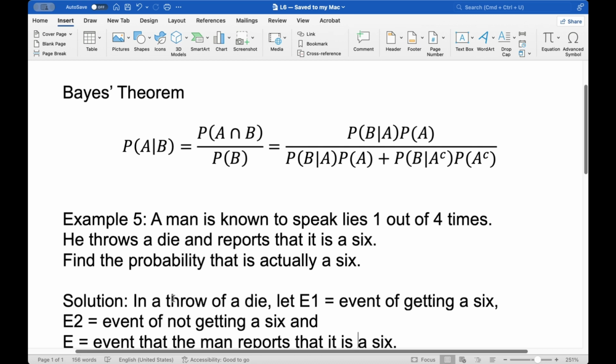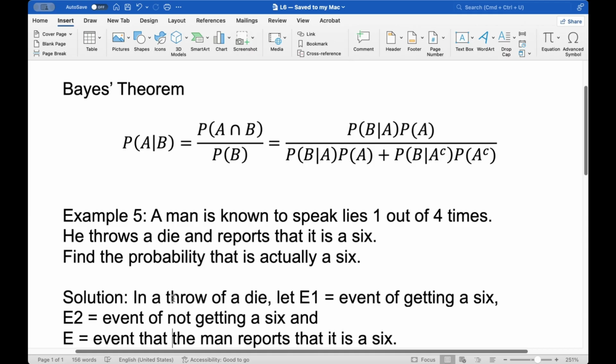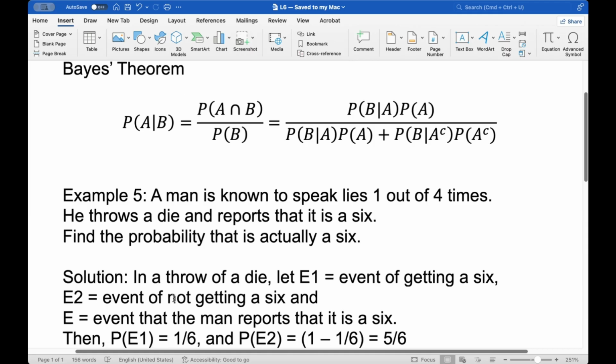So we're going to let E1 indicate getting the 6. E2 is the complement, not getting a 6. And we're going to say that E is the reporting of a 6. So you want to be careful here. There's actually what happened and what was reported.